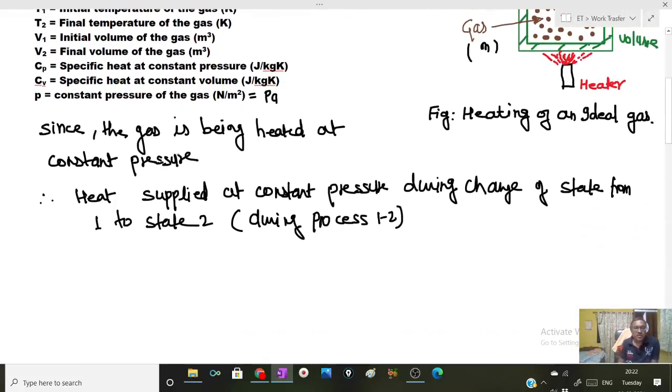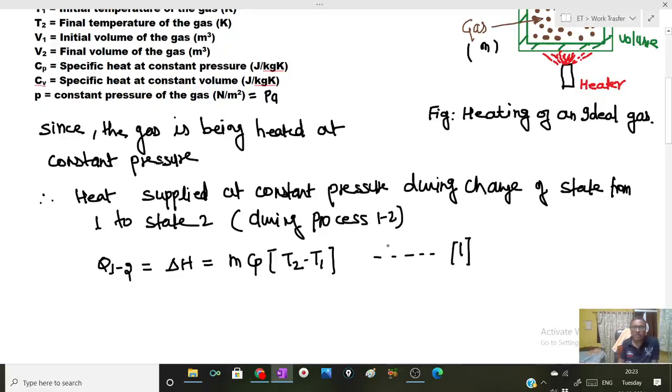Now, while discussing specific heat at constant pressure and specific heat at constant volume, we know that heat supplied to the gas during any process at constant pressure is equal to change in enthalpy, and this can be calculated as mCp(T2 minus T1). Let's say this is equation number 1.